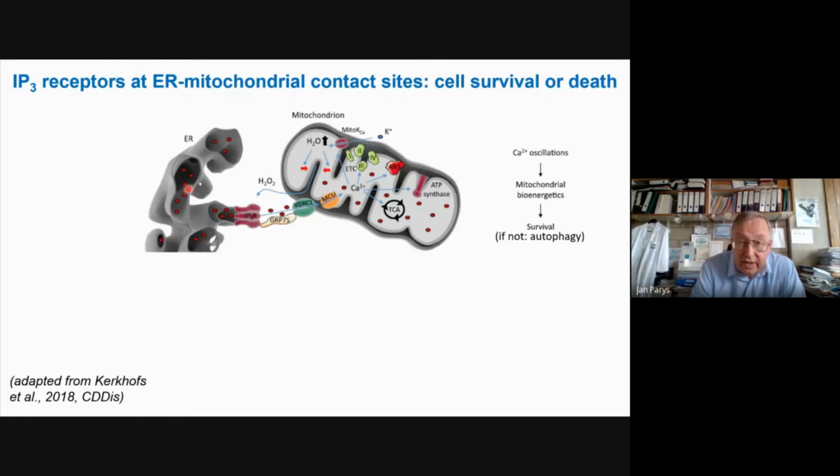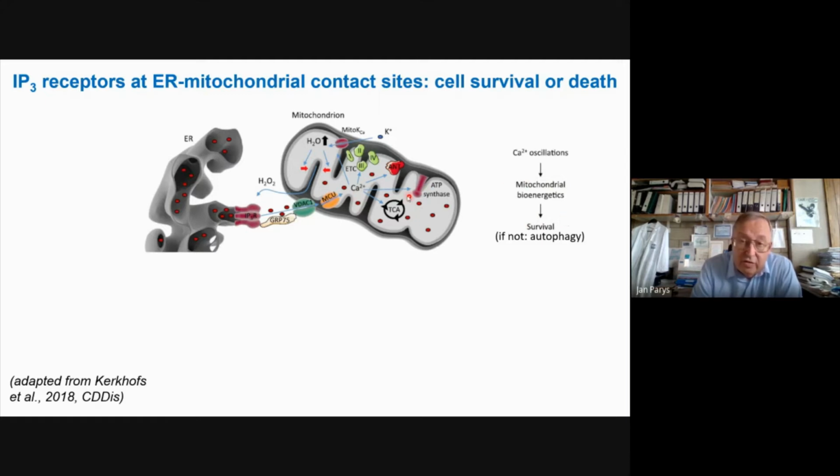Moreover, it's very important, and many of you will be aware of it, that IP3 receptors, which are located on the ER mitochondrial contact sites, will modulate and help the cell make the choice between survival or cell death. Normally, the IP3 receptor will send an appropriate amount of calcium to the mitochondria, and in this way regulate bioenergetics. And this will lead to cell survival.